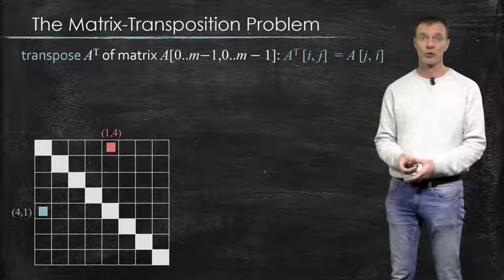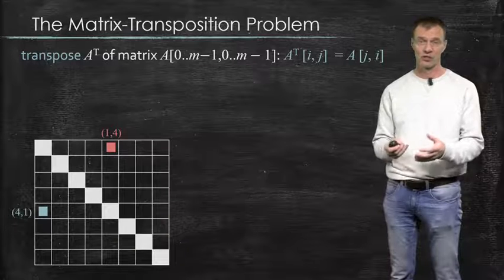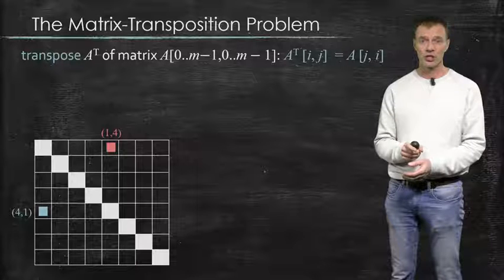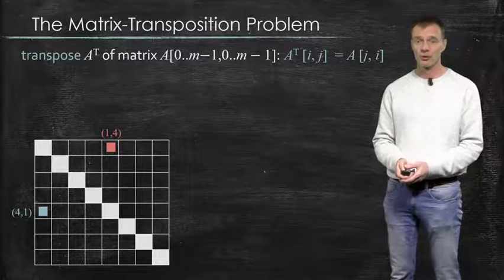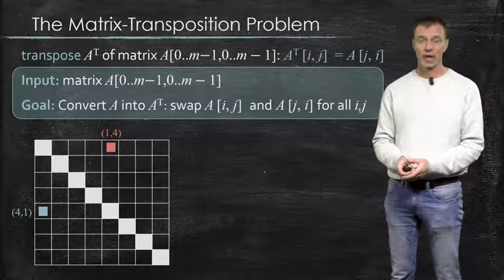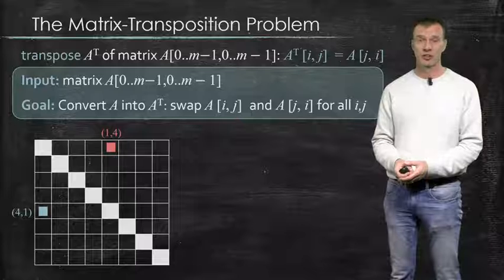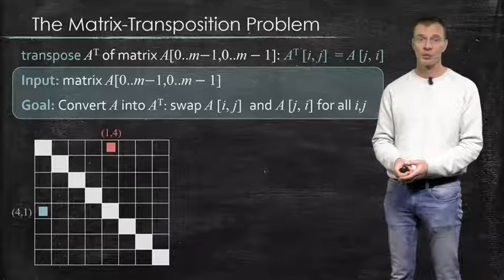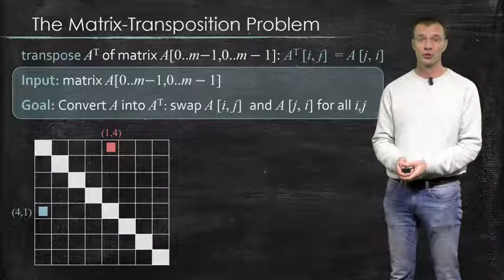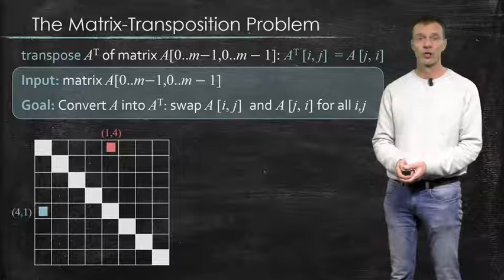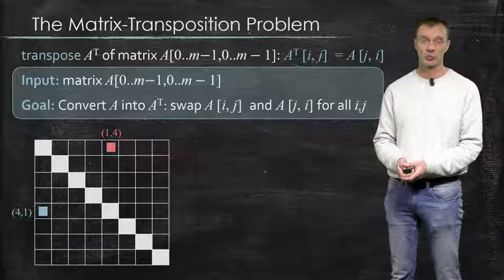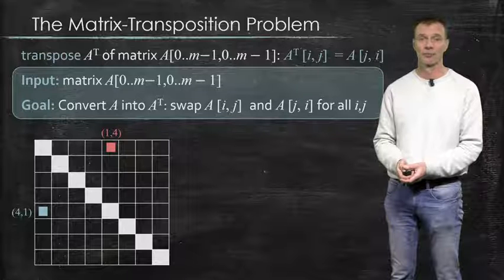Okay, so let's have a look at what this matrix transposition problem actually is. Remember that the transpose of a matrix is simply the same matrix, but the element at position i, j should be swapped with the element at position j, i. So the problem we have is, as input we get this matrix, a two-dimensional array, and what we have to do is simply swap all the elements. So here in the picture you see the elements 1, 4 and 4, 1, and they have to be swapped, right? And that holds for all elements i, j. It has to be swapped with j, i.